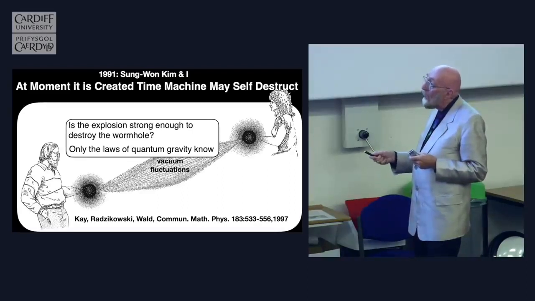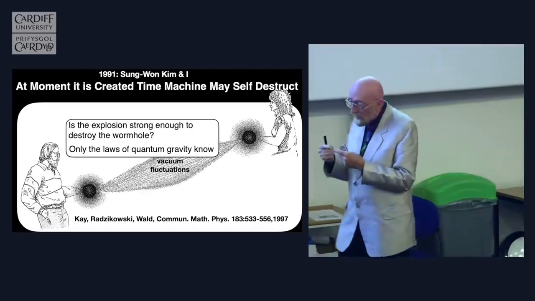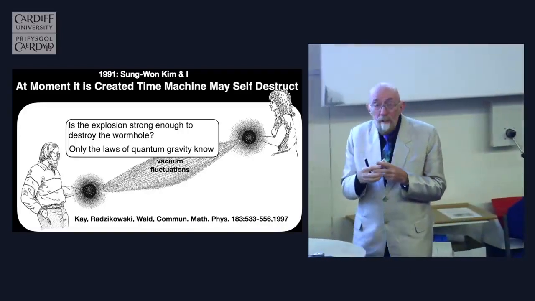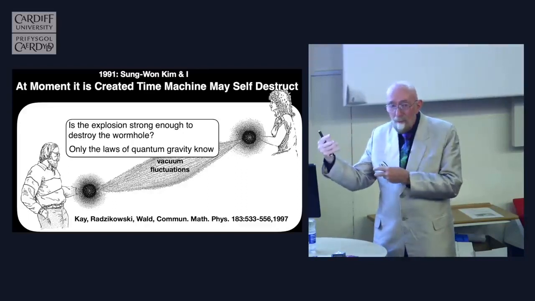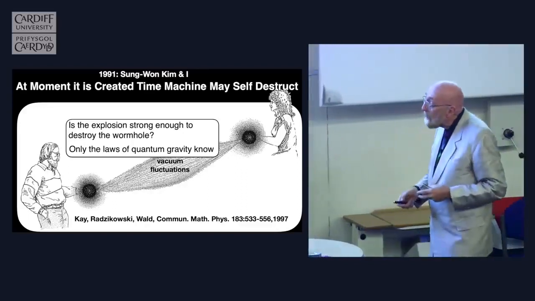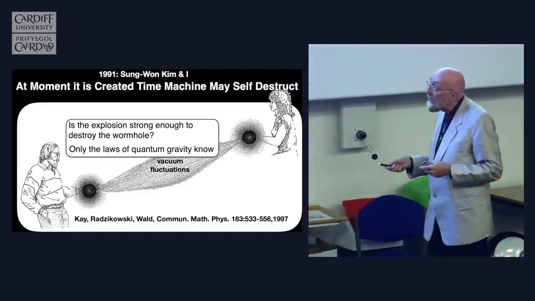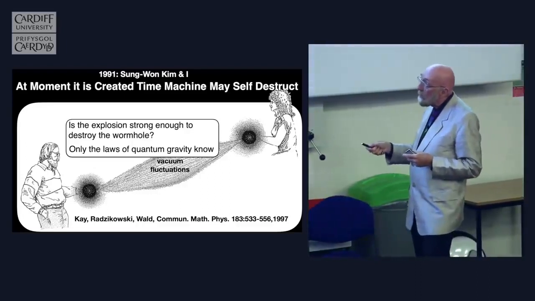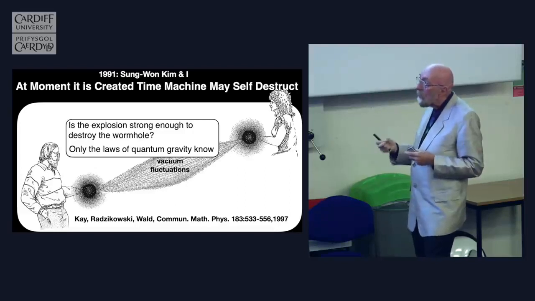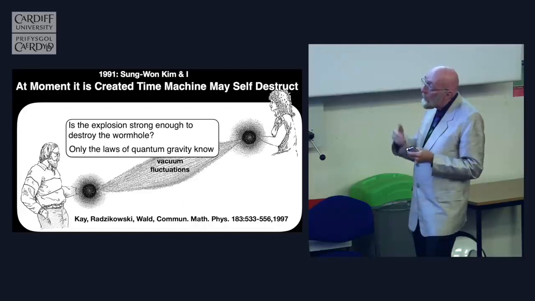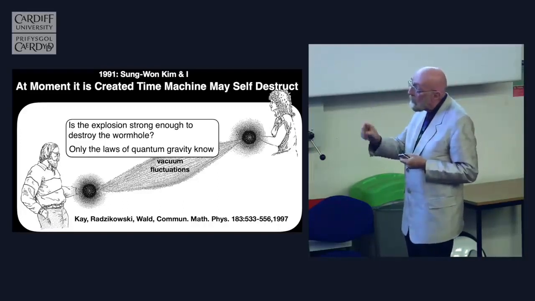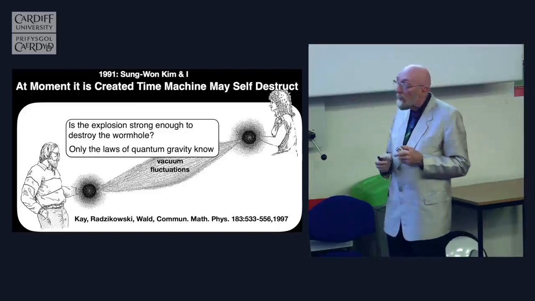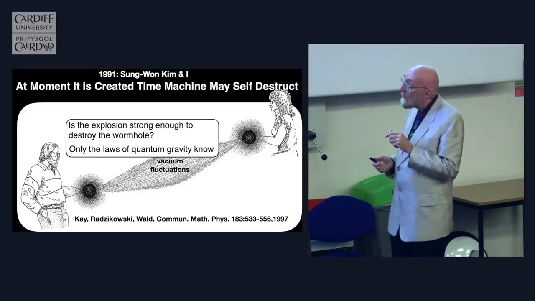And Stephen Hawking was working on this at the same time as I was. Stephen is one of my closest friends, and we never collaborated together, but we worked at the same time on this problem, and we argued back and forth. And ultimately, we came to agree that we can't tell whether the explosion is strong enough to destroy the wormhole. Only the laws of quantum gravity, which we don't understand, know whether it will destroy the wormhole. The laws of quantum gravity govern the birth of the universe. They govern what goes on inside black holes. And they seem to govern whether or not time machines self-destruct.